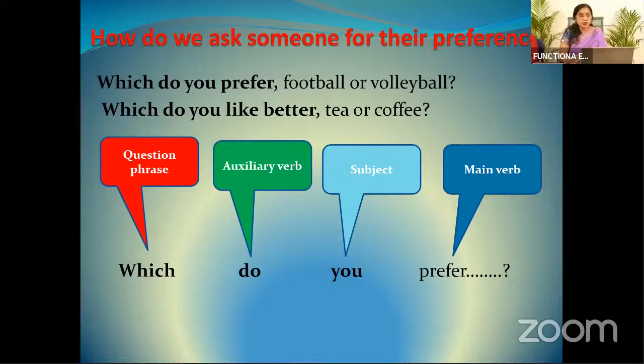So here I'm going to open the chat box for you to ask me questions with the construction.